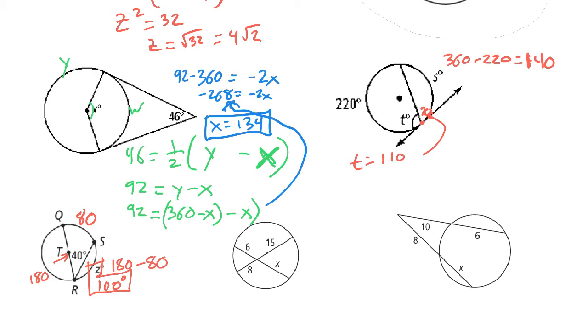Okay. This one is just standard. 6x is 8 times 15. Part times part equals part times part. 8 times 15 divided by 6 is 20.